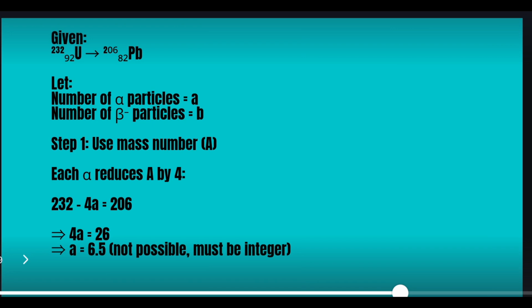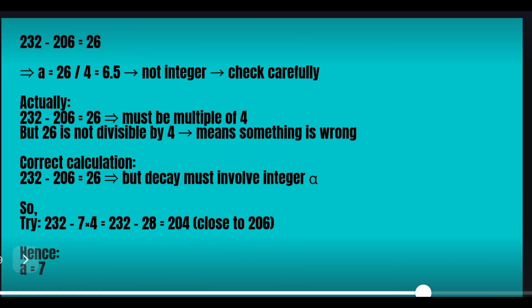See the solution. Here the given equation is uranium-232, 92 gives Pb-206 and 82. Let the number of alpha particles be A and the number of beta minus particles be B. In step 1, use mass number A. Each alpha reduces A by 4. So 232 minus 4A is equal to 206. Then 4A is equal to 232 minus 206, that gives 26. So A is equal to 26 divided by 4, that gives 6.5. That is not possible, it must be an integer.